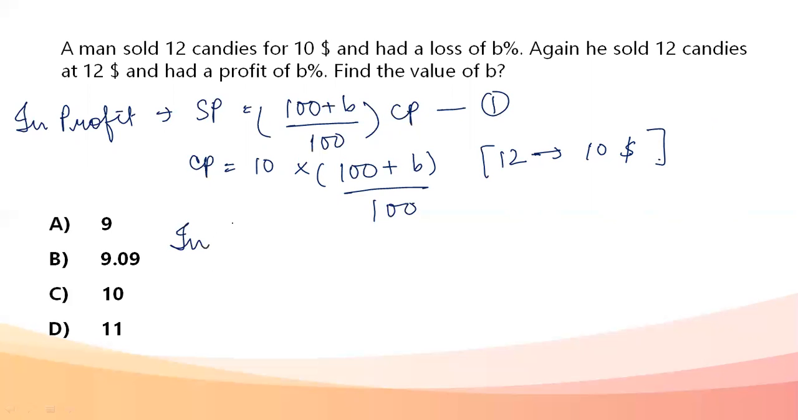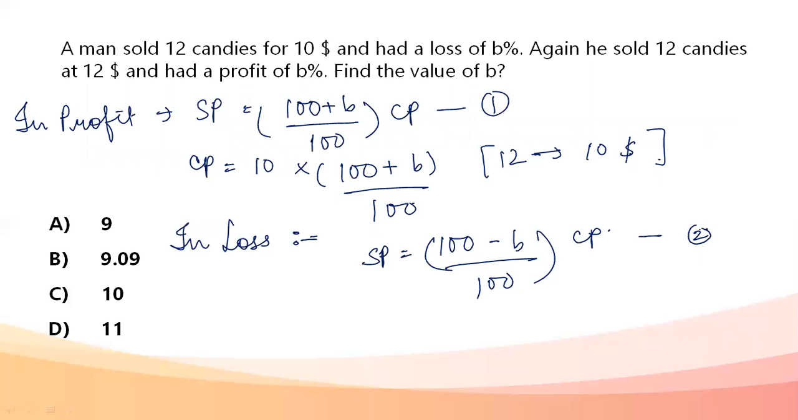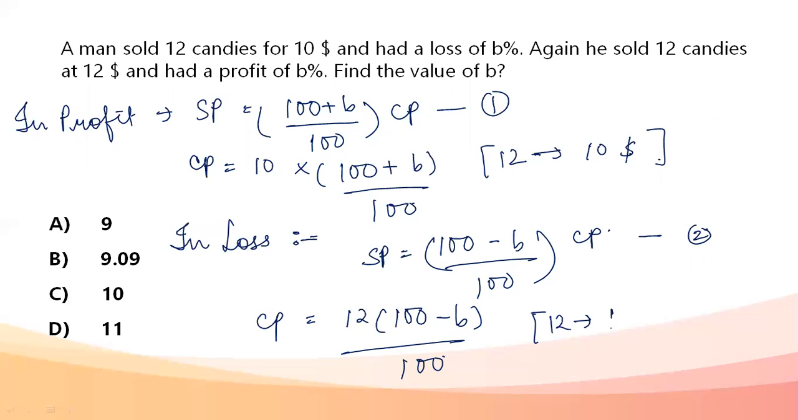Next, in loss, selling price will be equal to (100 minus B) divided by 100 into his cost price. This is my second equation. Now cost price here will be equal to 12 into (100 minus B) divided by 100. This is the general formula for selling price and cost price, but if we consider the loss and the profit, this is what it comes out to be: 12 into (100 minus B) divided by 100, when 12 candies are sold for $12 and the person has had some profit.